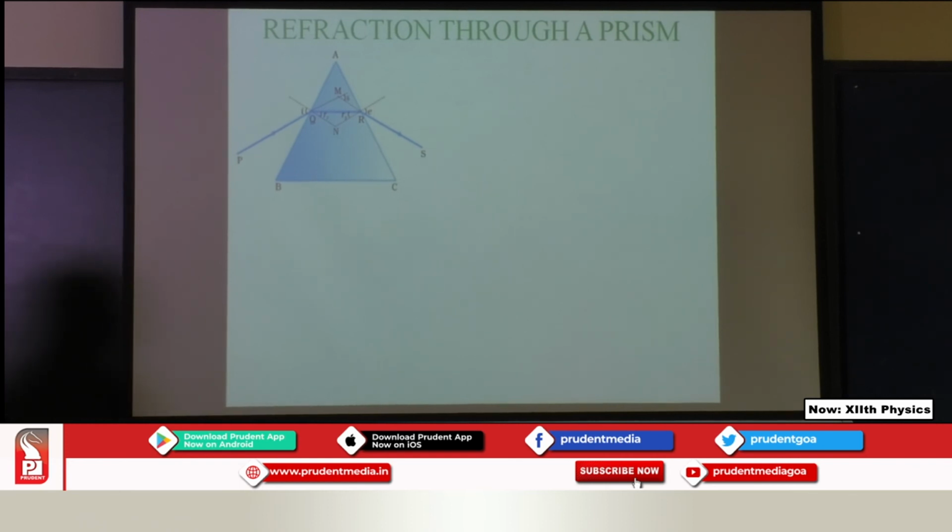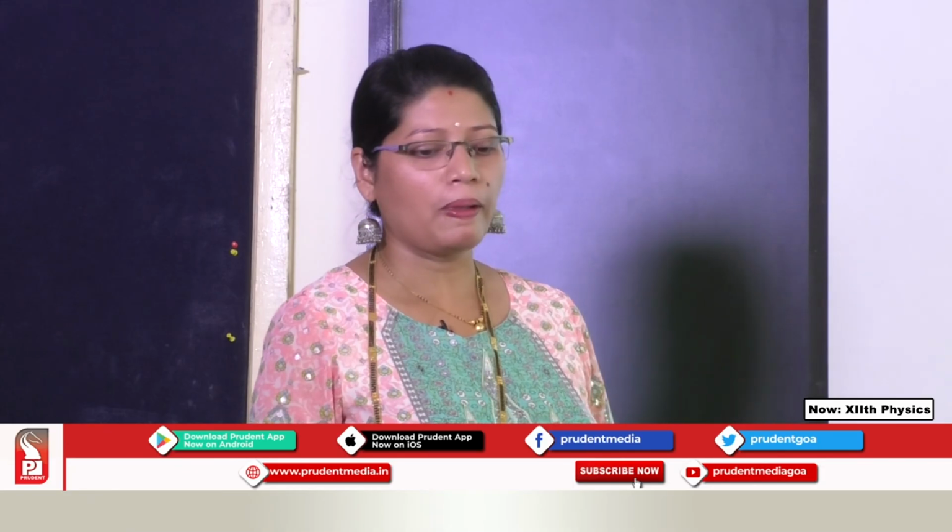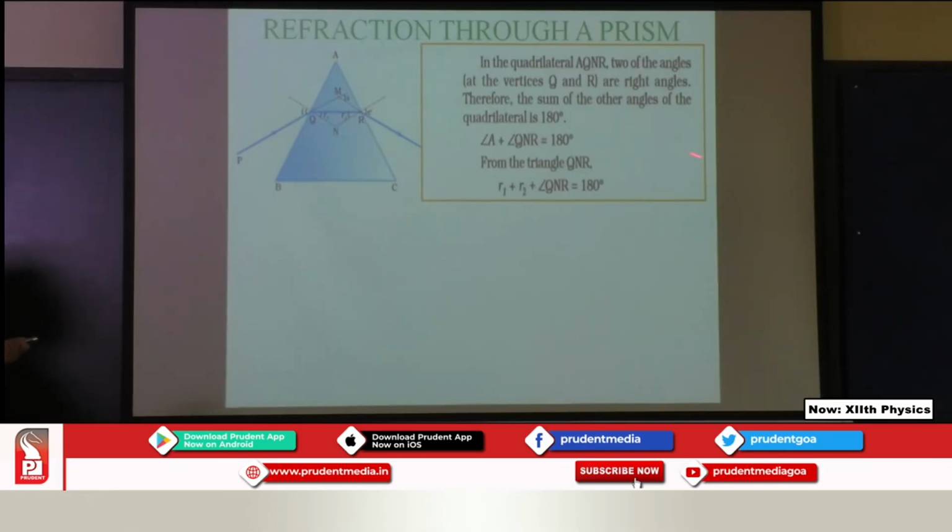So, let us go ahead. Let us start off with the derivation. Simple derivation. So, just pay attention. We have got over here the quadrilateral A, Q, N, R, that is A, Q, N, R. So, at the vertices, that is at Q and R, since this is 90 degrees, the sum of angle A and angle QNR is going to be 180 degrees, correct?